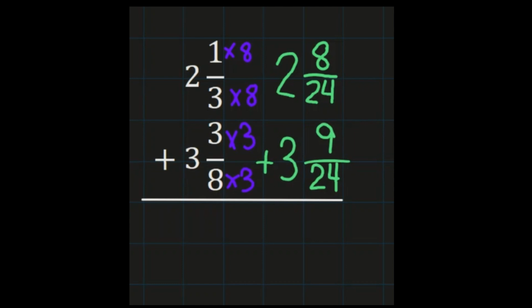I have a common denominator now, so numerator plus numerator. 8 plus 9 is 17. I keep the denominator 24 the same, and then I can add my whole numbers. 2 plus 3 is 5. I can't simplify 17/24, so my final answer is 5 and 17/24.